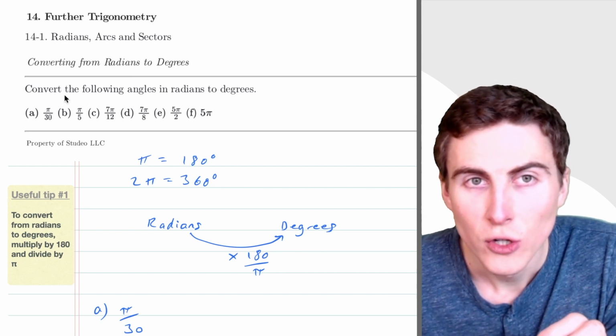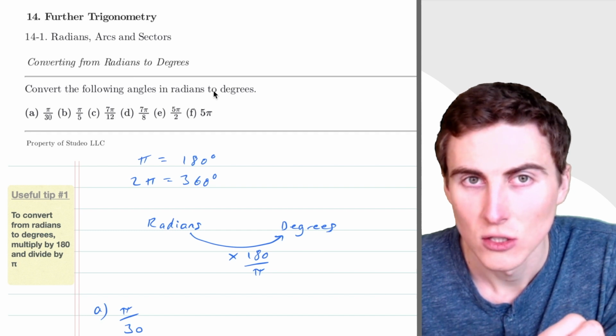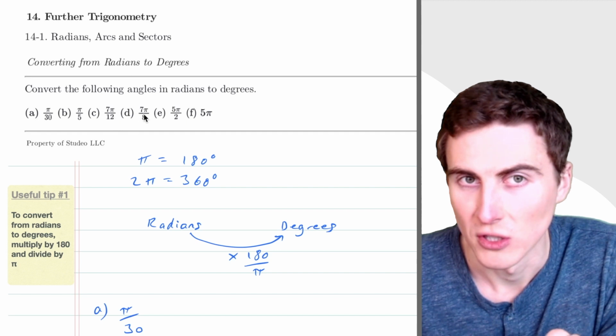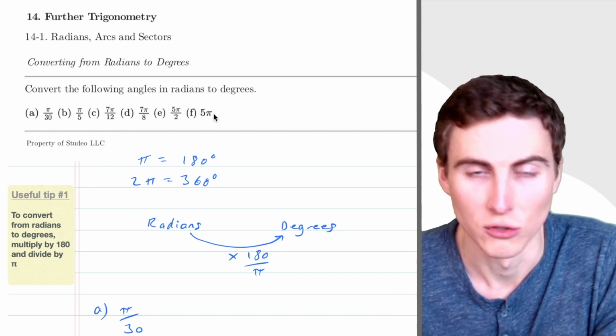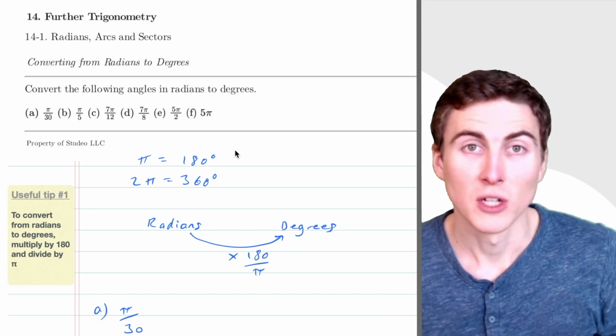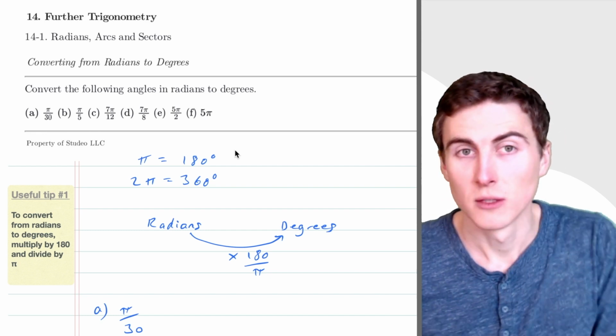It says convert the following angles in radians to degrees. So we're given a whole bunch of angles measured in radians. We just convert each of them to degrees. That's all we're doing. Before we start though, I want to describe what the relationship between them is.